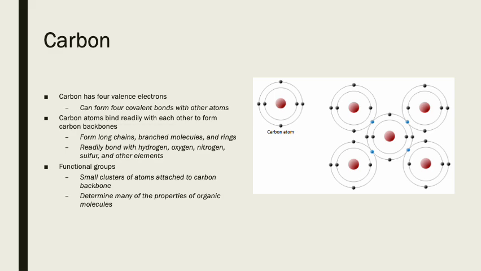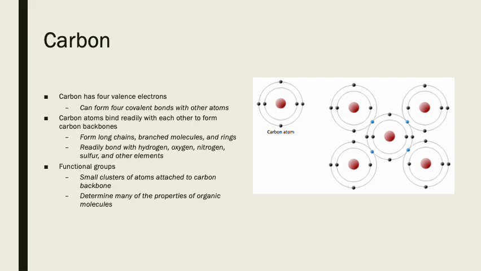So carbon. Carbon is a neutral atom that has 4 valence electrons. So it doesn't fall into the category of having 3 or less and wanting to give away, or having 5 or more and wanting to gain valence electrons. It falls into its own category. It has 4.